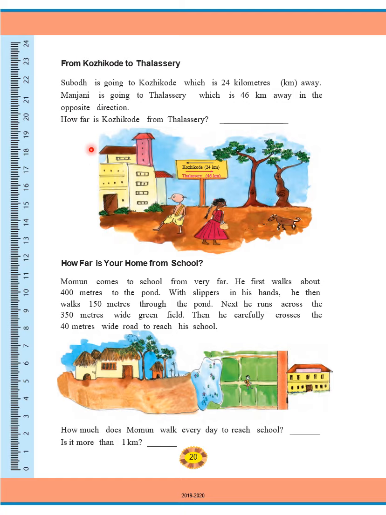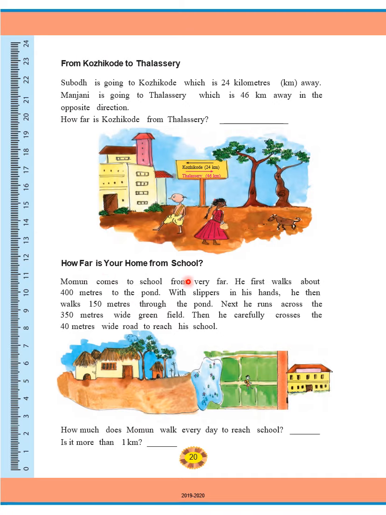Now we have to find out how far Kozhikode is from Thaleshri. So first we will write the distance of Kozhikode from this point, which is 24 kilometers, and the distance of Thaleshri is 46 kilometers. So we have to find the distance of Thaleshri from Kozhikode. So we will add 24 kilometers and 46 kilometers, and the answer is 70 kilometers.